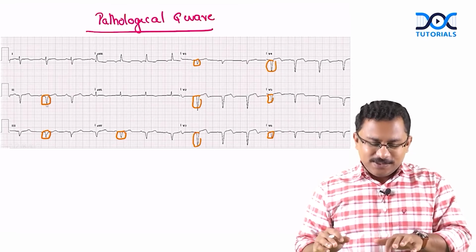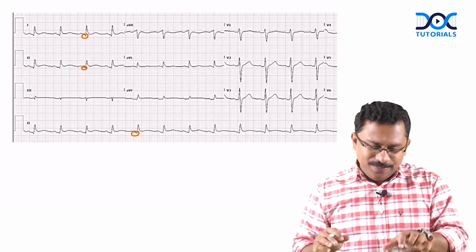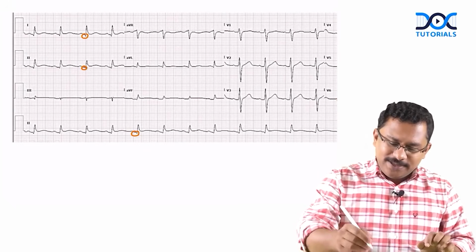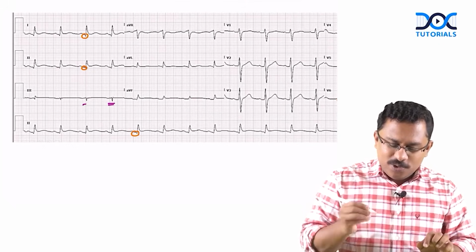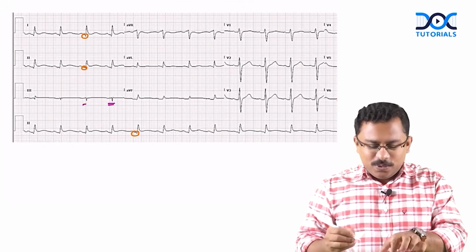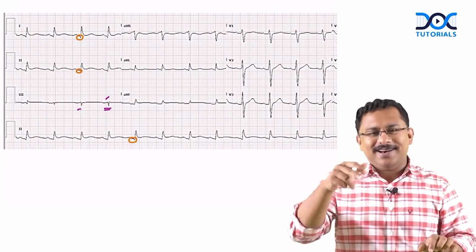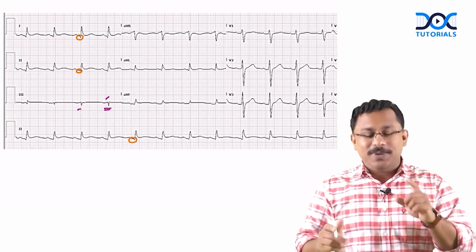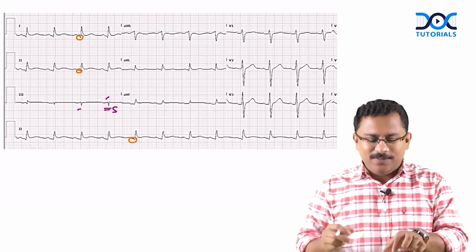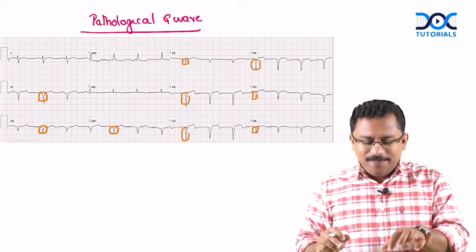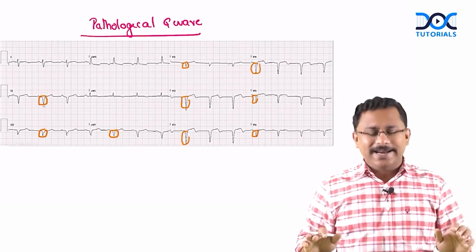So the first one and second one are very clear for you. Now in the first one, let me tell you one more thing. In lead 3, can you say this is a Q wave? No, because if you look closely, there is an initial positive deflection and a subsequent negative deflection. So that is going to be an S wave here, not a Q wave, in this very small one which I have highlighted. Anyway, normal and abnormal Q waves are clear.